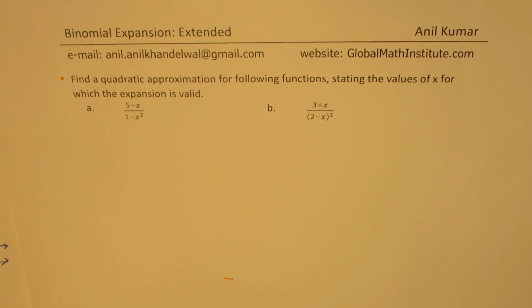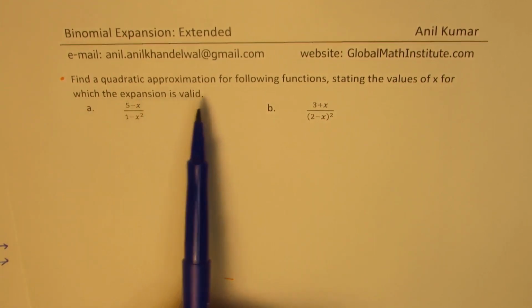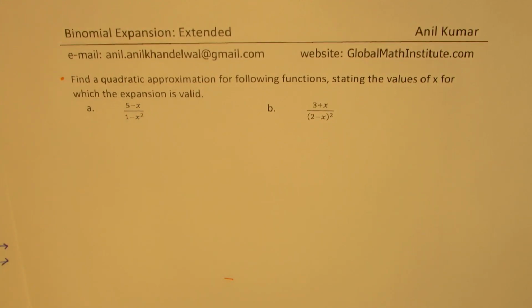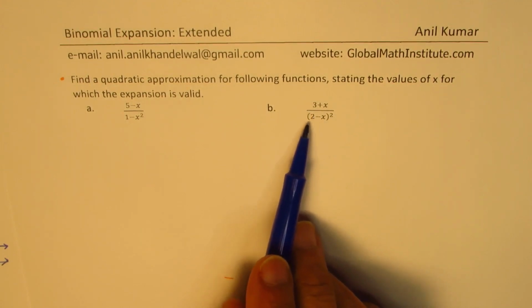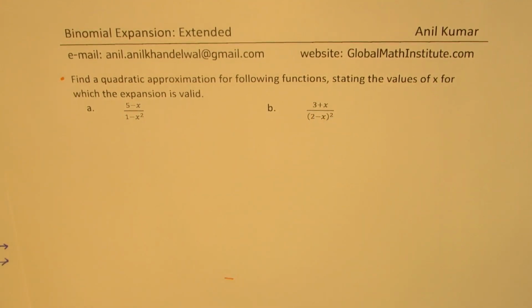You can always pause the video, answer these questions, and then look into my suggestions. The question here is, find a quadratic approximation for the following functions, stating the values of x for which the expansion is valid: (5 minus x) over (1 minus x squared), and (3 plus x) over (2 minus x) whole squared. So these are the two expressions for you. You can always pause the video, answer the question, and then look into my suggestions.